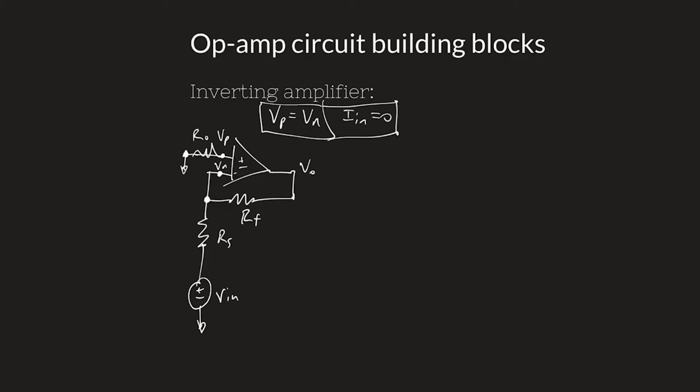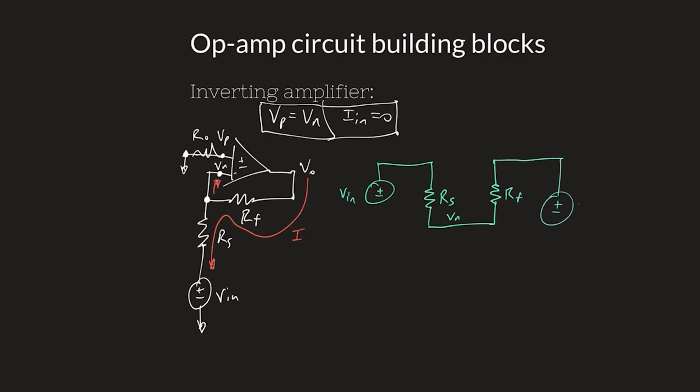So now let's do the same analysis we did before. Draw an arbitrary current. I know that my current has to go down. There's no current going into my inputs, so it doesn't branch off. If I draw this as starting with V in, I have V in. I go across RS. That gets me to this node, which is the VN node. Across RF, and that gets me to V out.